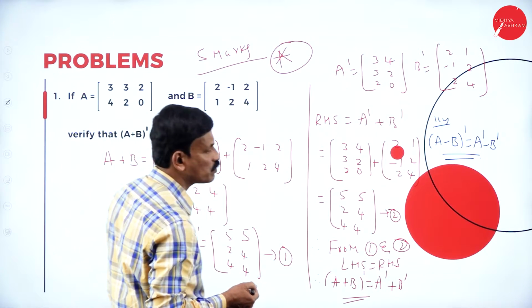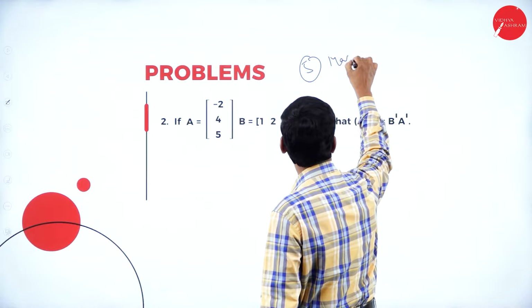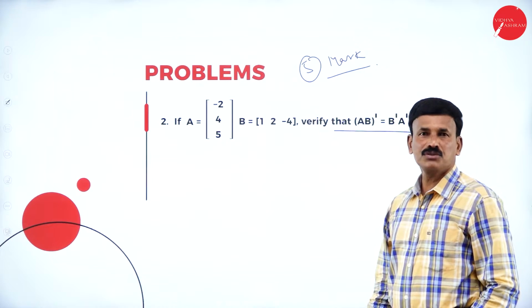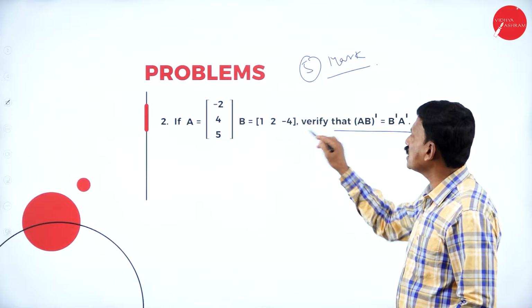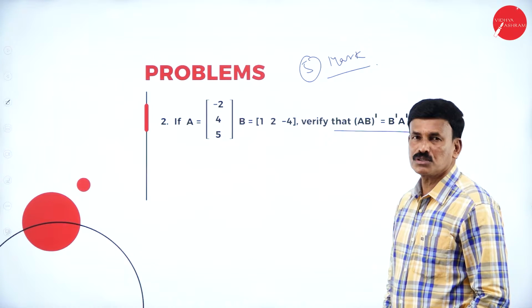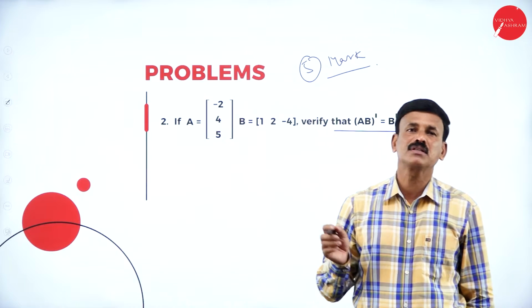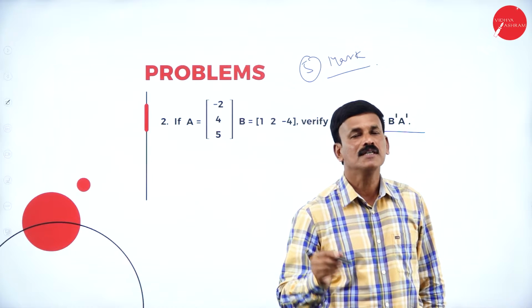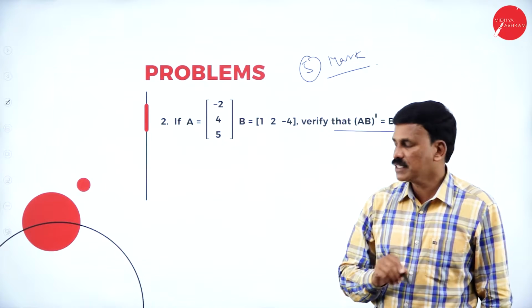Now, let us come to the next problem. This is also a very important problem, a 5-marker question. Now, what is this reversal law of transpose? That is, what is to prove: AB whole dash is equal to B dash A dash. What is given? A is minus 2, 4 and 5, the first column, and B contains the first row, 1, 2 and minus 4. Very important. While solving this type of problem, one should be familiar with the order. First, write down the order and check whether it is possible to multiply or not.